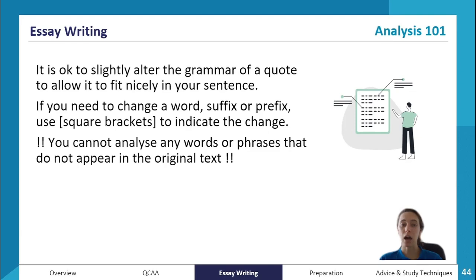So it is okay to slightly alter the grammar of a quote to allow it to fit nicely into your sentence. Oftentimes things like the tense of the sentence, or whether it's plural or singular, you may need to change. The pronouns that may be used, you'll be talking about characters in third person, not using words like I or me. And so you may need to change words like that if they appear in quotes that you want to use. So if you need to change a word, a suffix, or a prefix, then use square brackets to indicate the change.